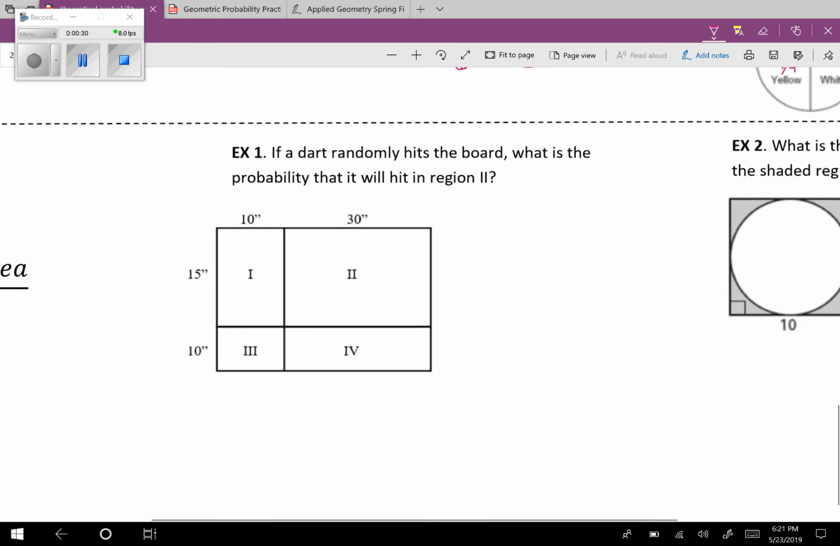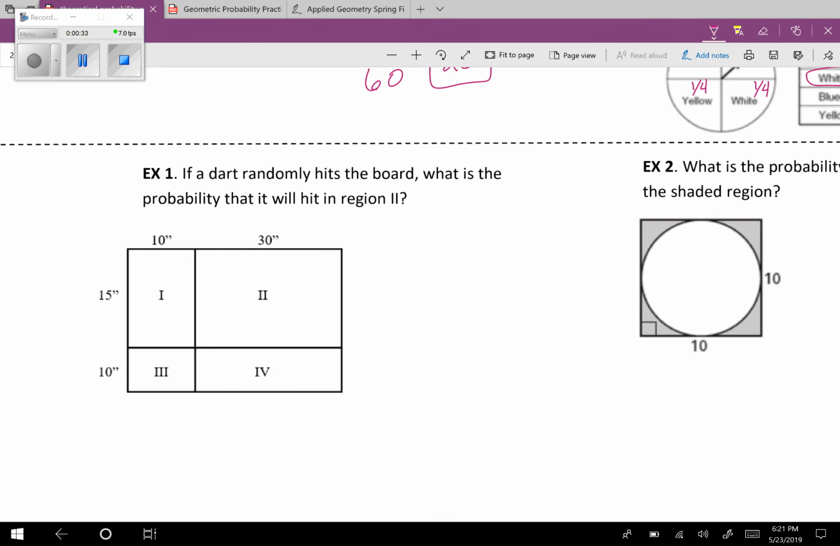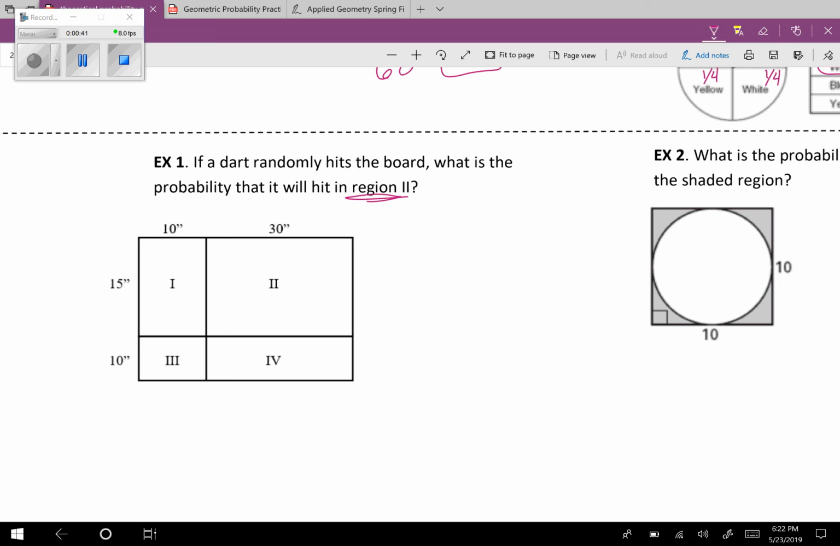So our first example here, it says if a dart randomly hits the board, what is the probability that it will hit in region 2? So region 2 is our favorable area, and then we need to do it out of the total. Now, the total area, this is a rectangle, so we need this length here and that length there. So what I'm going to do is add, because this section right here is 10 and the other section is 30, so the whole length of that is 40. And then up here, we have 15 and 10, so the whole length of that is 25.